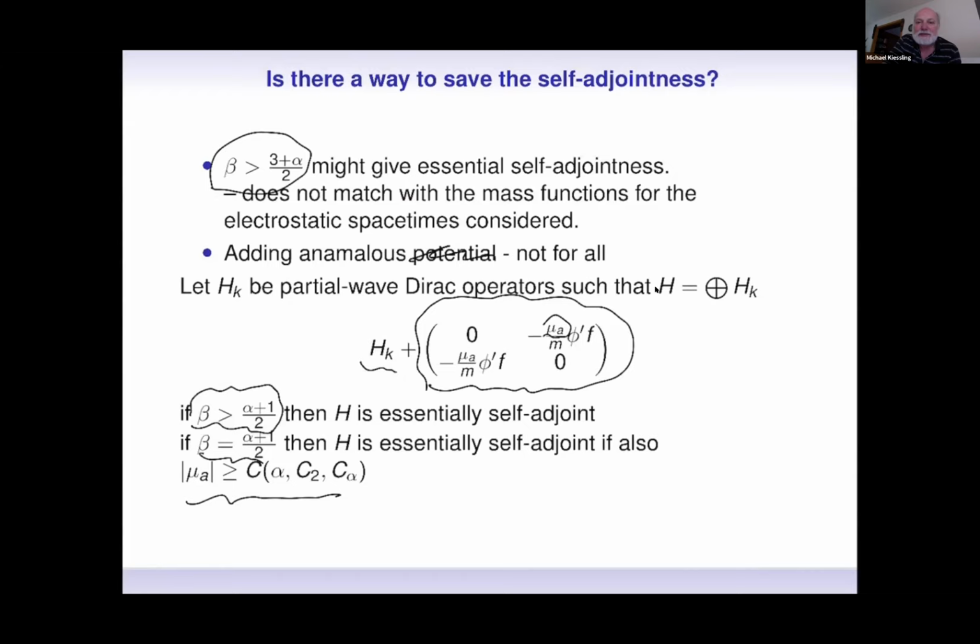I have a quick question. For this anomalous magnetic moment term, I sort of understand why you multiply it by phi prime, but why also multiply it by F?